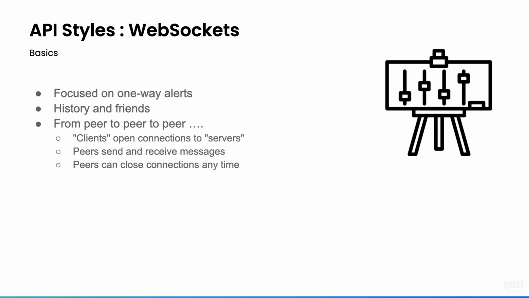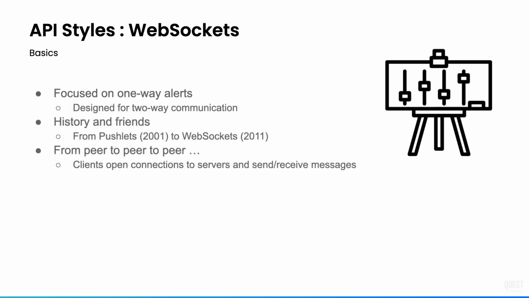And it really is peer-to-peer to peer to peer to peer. Clients open connections to servers. Basically, someone opens a connection to somebody else. Peers can send and receive messages back and forth. You don't have to wait for anything. There's no response to a particular message required. You can talk anytime you want. Peers can also close connections anytime they want and reopen connections anytime they want. They don't necessarily have to persist over time.